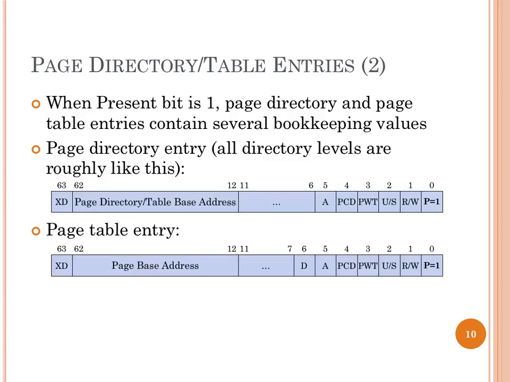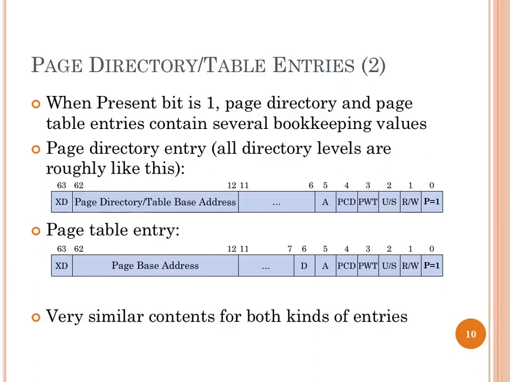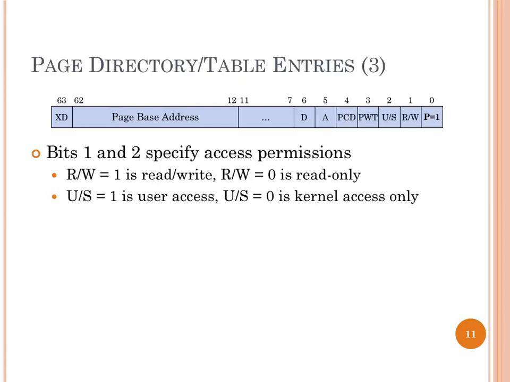Okay, you'll notice there's a lot of overlap. You have this A and PCD and PWT and US and RW and all that malarkey. We have all of that stuff. So we'll just describe most of these things for you quickly because they're actually pretty straightforward. You've already seen these concepts. Okay. So you have the low bits. Remember that bit 0 is the present bit. That's why we're not talking about it.